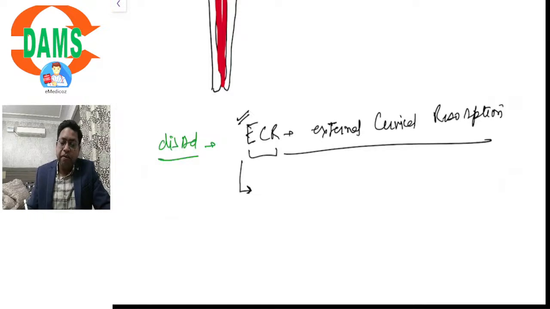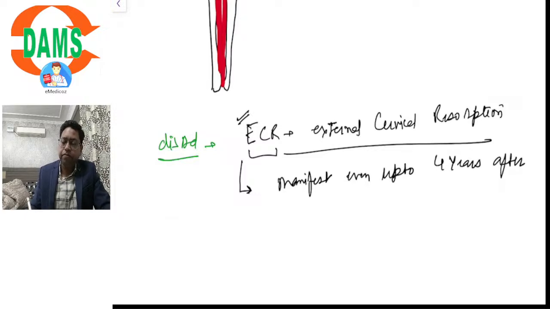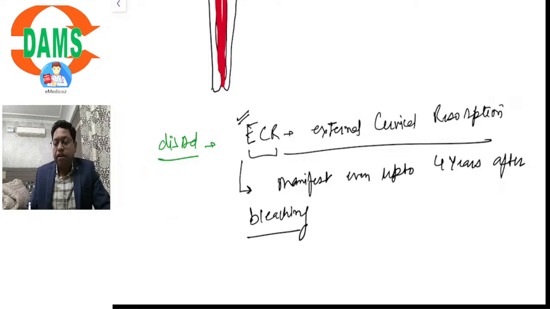So, it can manifest even up to 4 years after bleaching. A tooth has been subjected to non-vital bleaching and it can manifest even after 4 years of non-vital bleaching. So it is important that long-term follow-up of such patients is done so that if there is any evidence of external cervical resorption, adequate intervention can be taken.